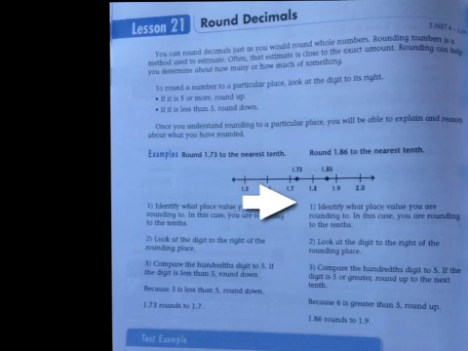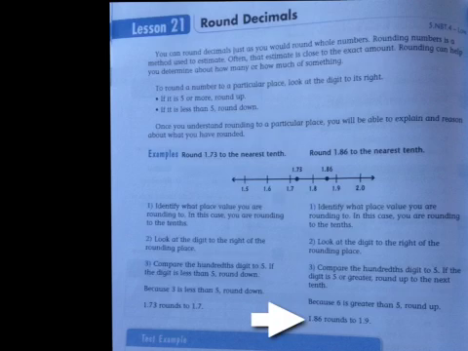Okay? So then it says to identify what place value you are rounding to. In this case, we're rounding to the tenth. Look at the digit to the right of the rounding place. It says compare the hundredth digit to 5. If the digit is 5 or greater, round to the next tenth. Because the 6 is greater than 5, then we are going to round up. And so 1.86 is going to round to 1.9.